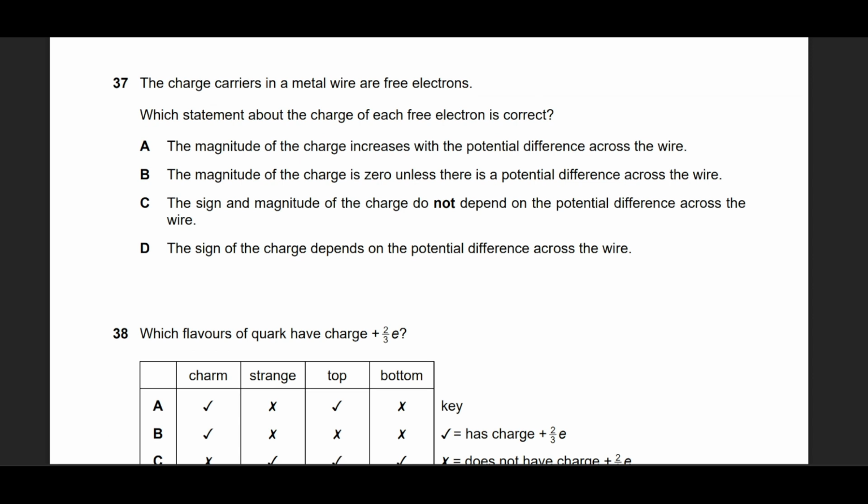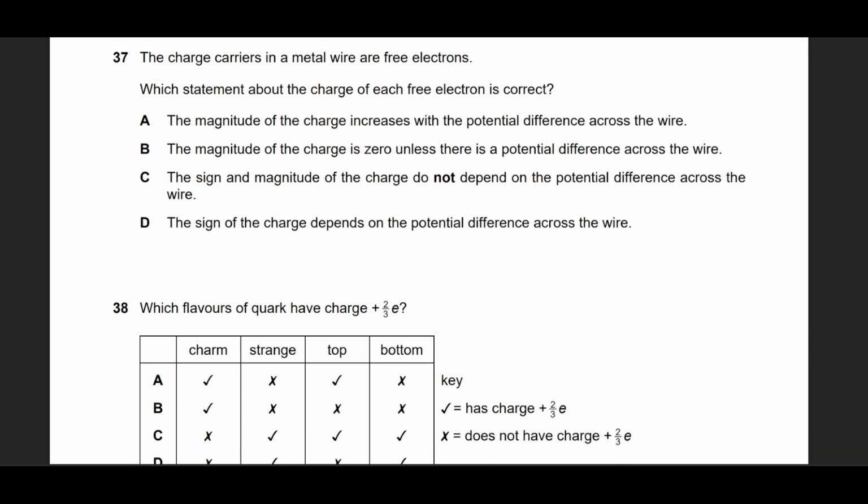37. The charge carriers in a metal wire are free electrons. Which statement about the charge carrier free electrons is correct? Let's start reading. Does the charge increase? No, the number of electrons does not increase. When you provide a potential difference, when you provide higher voltage, the work done or the energy of each packet increases.